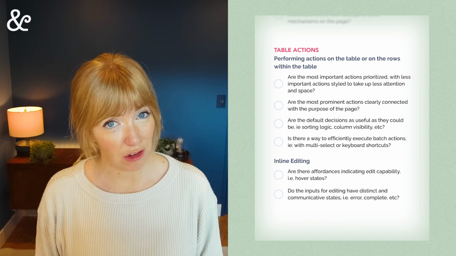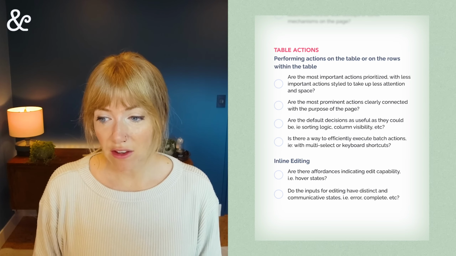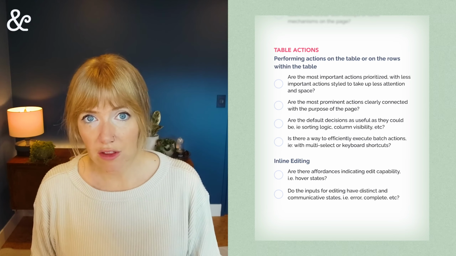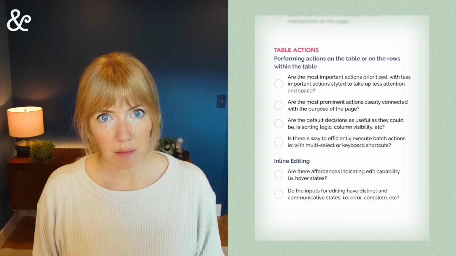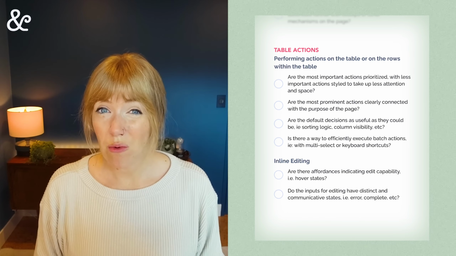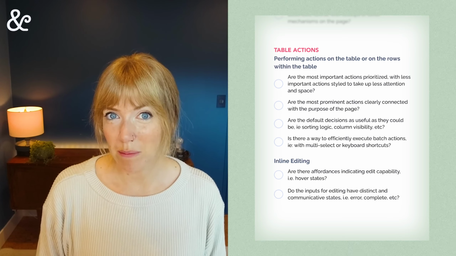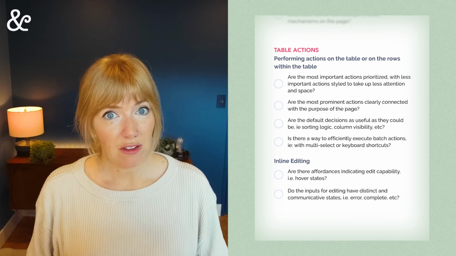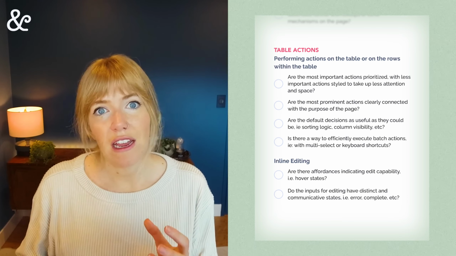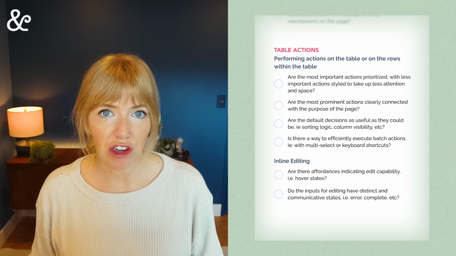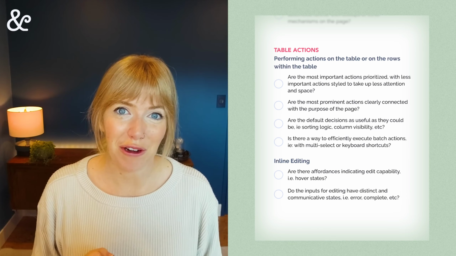Are the default decisions within the table as useful as they could be? Is the sorting logic making sense? Column visibility, all of that kind of thing. Is there a way to efficiently execute batch actions, i.e. multi-select or keyboard shortcuts? Is there any kind of optimization in executing an interaction quicker?